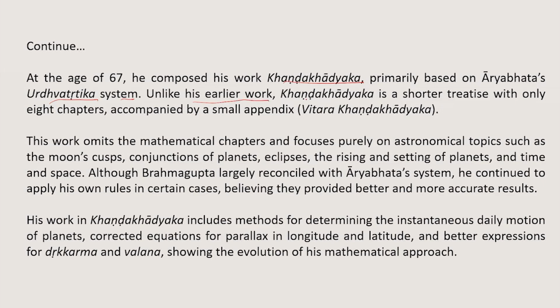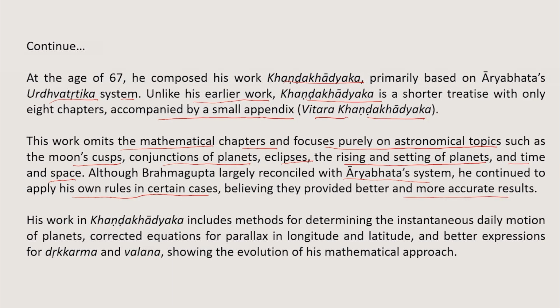Unlike his earlier work, Khandak Khadya is a shorter treatise with only 8 chapters accompanied by a small appendix, Vitra Khandakadya. This work omits the mathematical chapters and focuses purely on astronomical topics such as the moon's cusps, conjunction of planets, eclipses, the rising and setting of planets, and time and space. Although Brahmagupta largely reconciled with Aryabhat's system, he continued to apply his own rules in certain cases, believing they provided better and more accurate results.